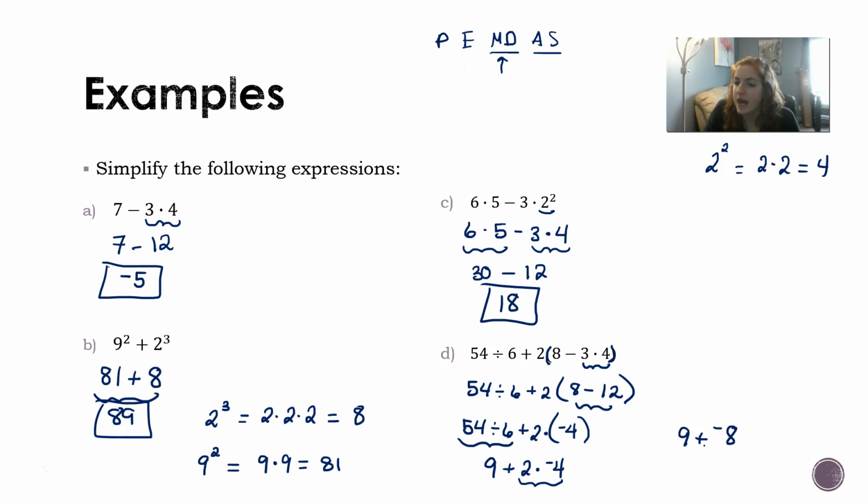Last but not least, 9 plus negative 8 gets you a positive 1. You have $9, you take away 8, you're down to $1. Sad face. You can go to Mickey D's and buy something off the dollar menu.